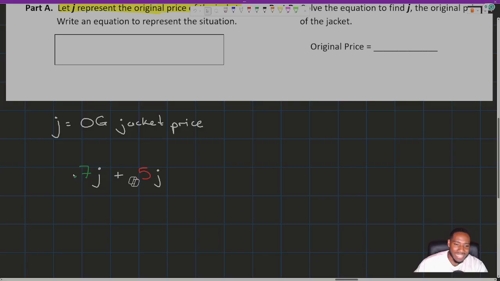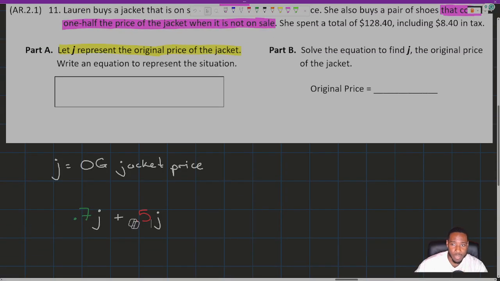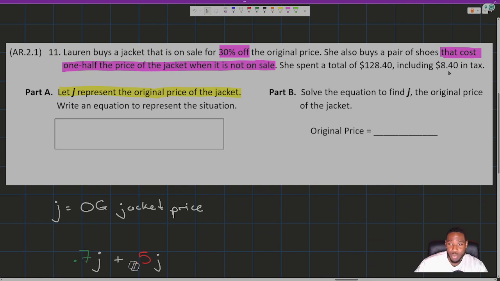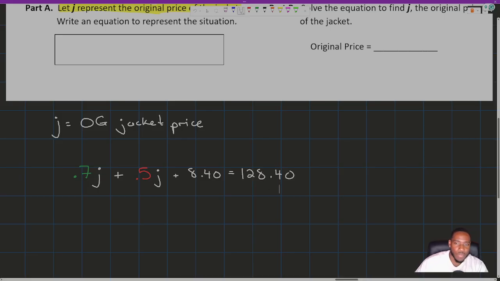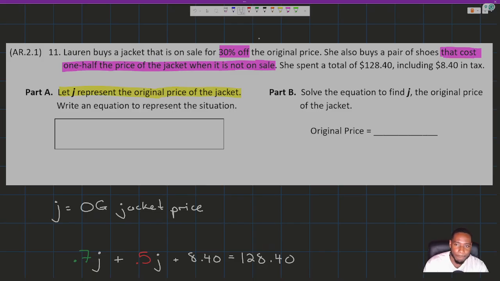So the jacket at 70% plus the shoes at 50%, which is the cost of the shoes, and then that additional $8.40 in tax, should be equal to $128.40. And so that's going to be the equation we write in for part A.